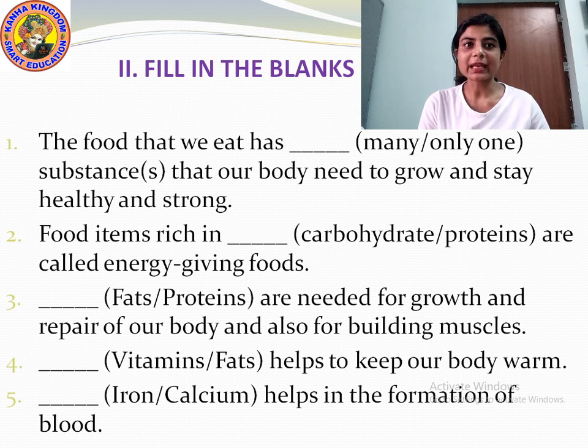Then number five, dash, iron, calcium helps in the formation of blood. It is iron, I-R-O-N. Iron helps in the formation of blood.